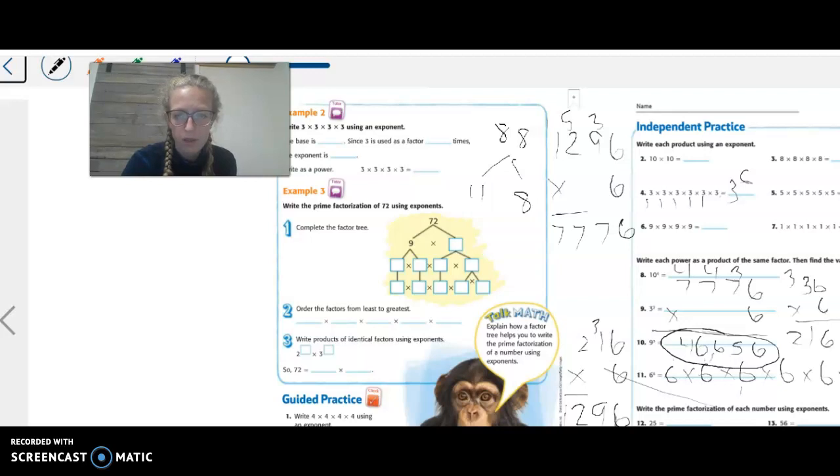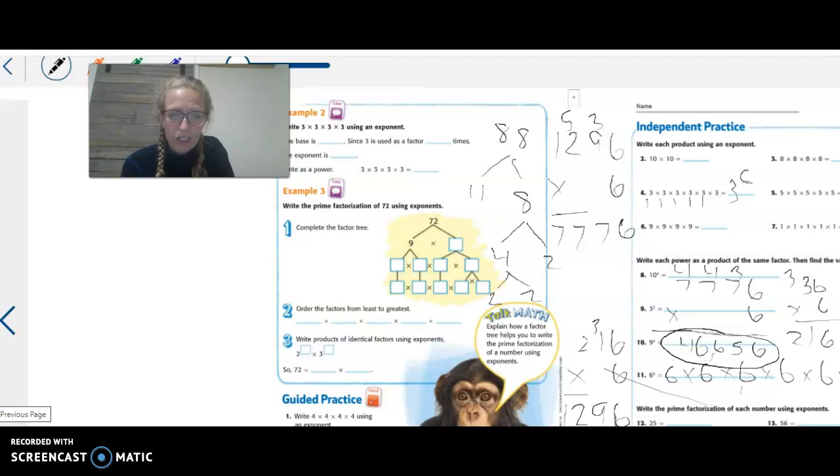All right, cool. So now I want to keep going. 8 times what equals 8? Well, I can go 4 and 2. I know I can break 4 more down a little bit more. So 4 breaks down into 2 and 2. Okay, so I'm noticing that I can't really break this down anymore.